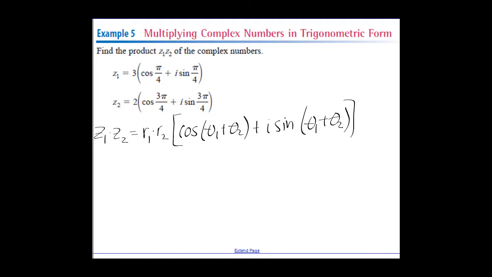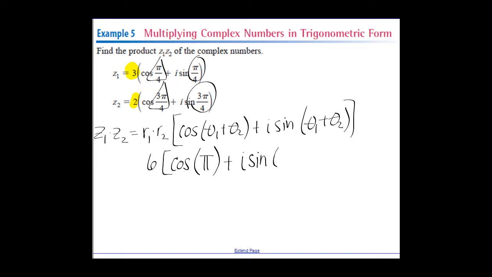So my r values are 3 and 2, which gives 6, open bracket, cosine. We add the arguments, so 1 pi over 4 plus 3 pi over 4 is pi, plus i sine, and add those arguments, which of course is the same number, close brackets.